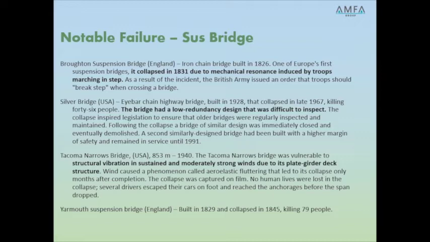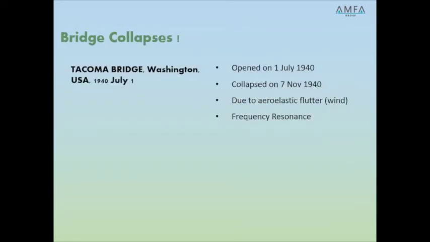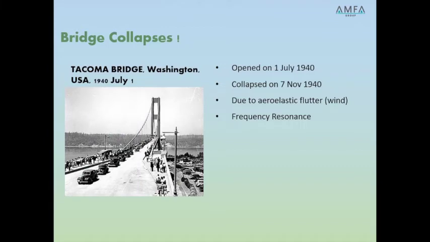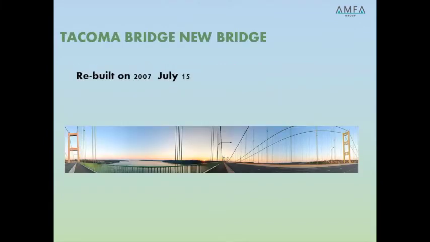In England, the Yarmouth Suspension Bridge collapse cost 79 people their lives. The Tacoma Bridge, which is in Washington, failed because of aeroelastic fluttering. This is the image of the bridge, and it was renovated in 2007. Now it can carry a high pedestrian load. More than 10,000 people can travel here.